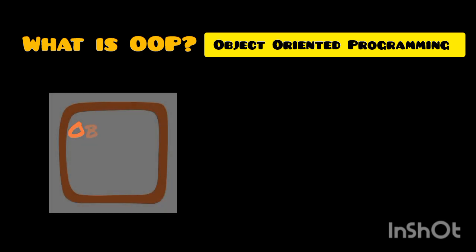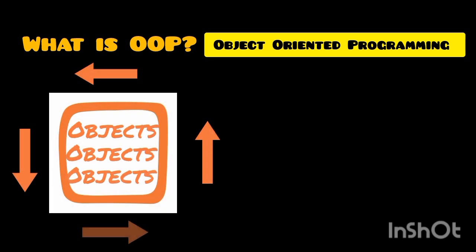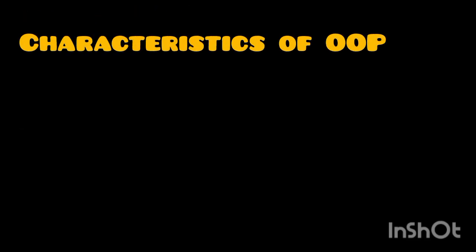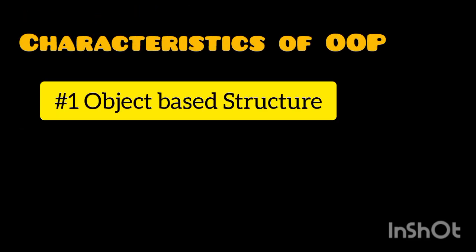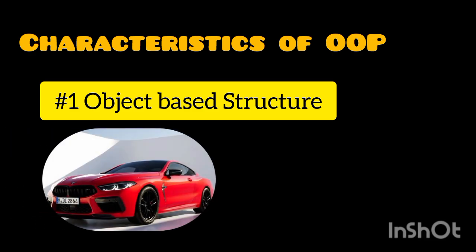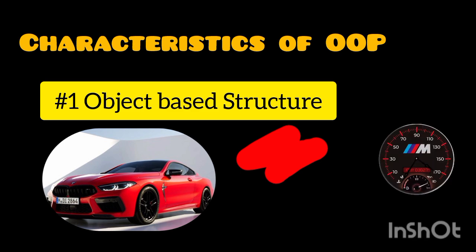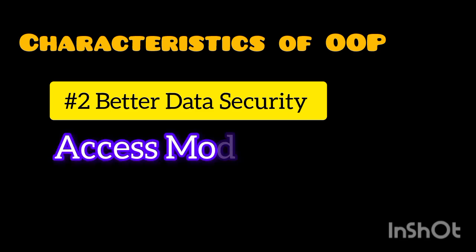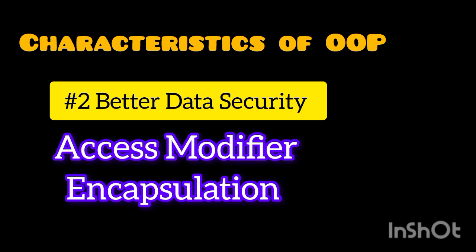Here, OOP enters. OOP stands for Object Oriented Programming. In OOP, programs are organized around objects rather than functions. Example, Java, C++. Characteristics of OOP. First, object-based structure. For example, a car can be represented as an object with properties like color, speed, and brand. Second, better data security. Data can be protected using access modifiers and encapsulation.